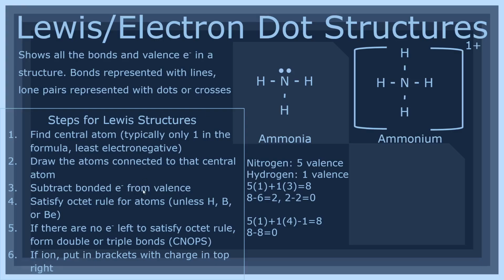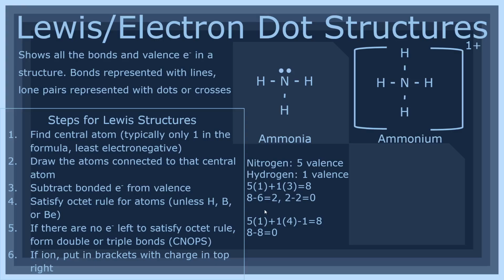If we were to go through the steps for this, we can see that we knew nitrogen had to be in the middle because it had hydrogens, and so nitrogen is going to have 5 valence electrons, hydrogen is going to have 1 valence electron. So we have 5 valence electrons for 1 nitrogen, and we have 1 valence electron for 3 hydrogen. So that 5 plus 3 is going to equal 8. Now, because there are 3 bonds, that means there are 6 bonded electrons.